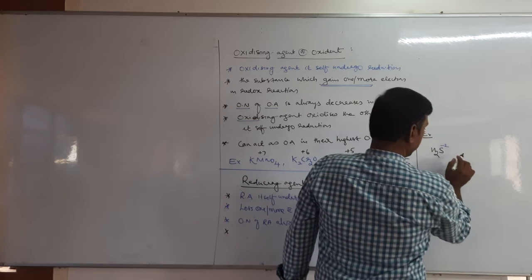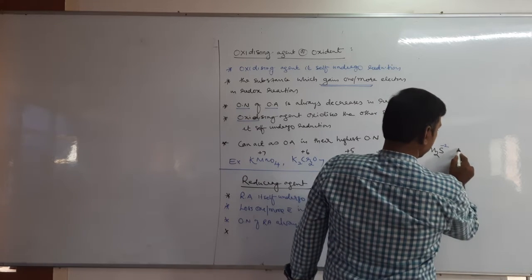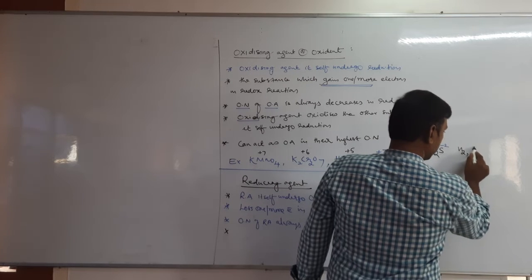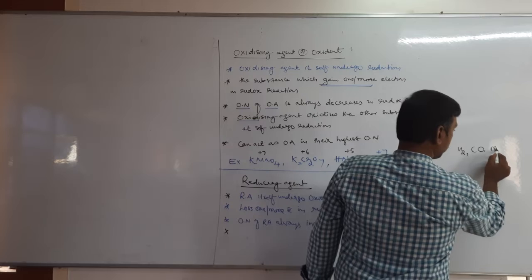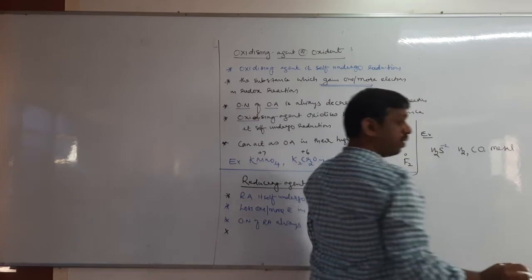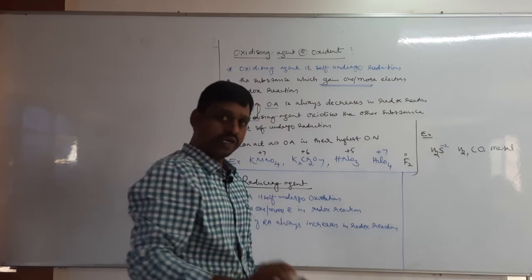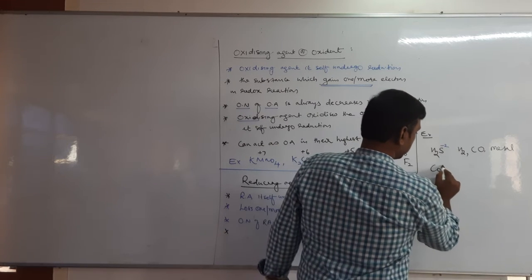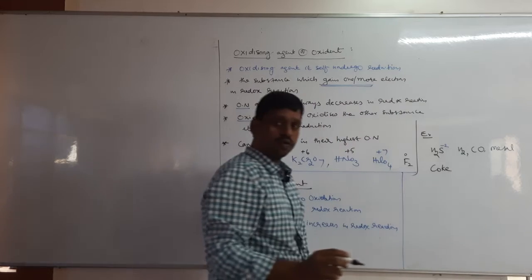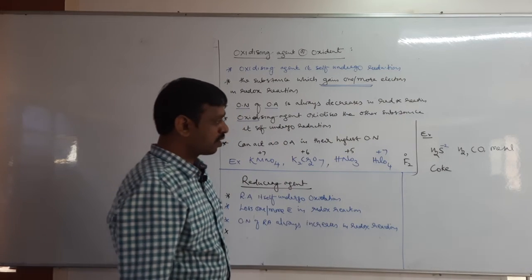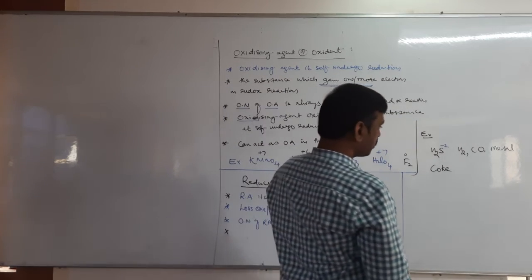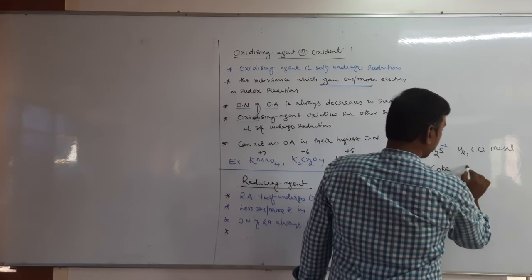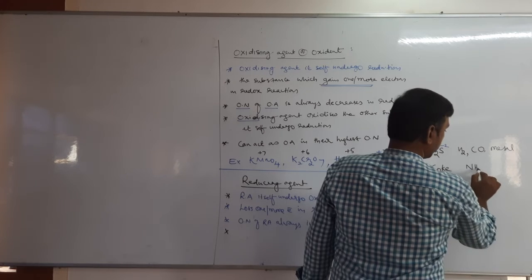Reducing agents: you can take hydrogen, carbon monoxide, metals. All metals have zero oxidation number, that is the lowest. Even you can take coke, carbon powder, coke. Okay. Next, can I take NH3?